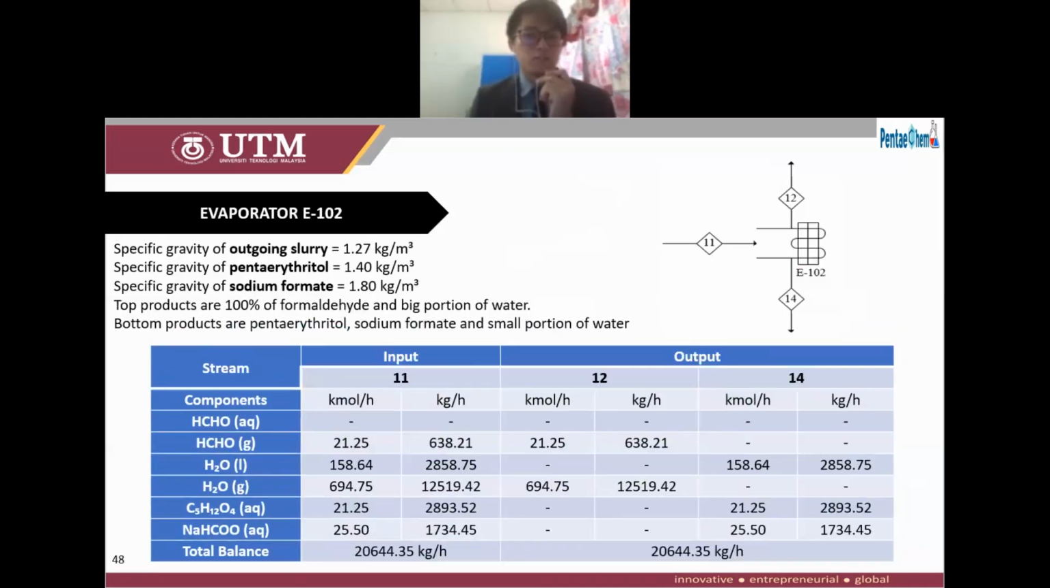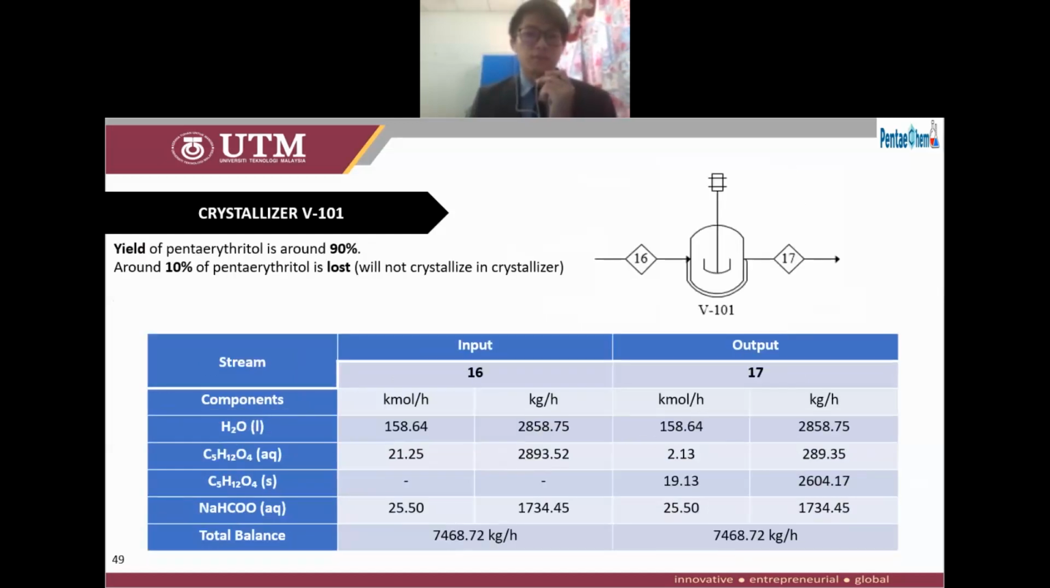Next. So for the evaporator, in this unit operation, water and excess formaldehyde are removed from the solution, and the specific gravities of the outgoing slurry, pentaerythritol, and also sodium formate are used in the calculation for the mass balance of the evaporator. Next. So for the crystallization, the yield of the pentaerythritol crystallized is assumed to be around 90%, where the other 10% remains in solution form. And this table shows the summary of the mass balance for the crystallizer.